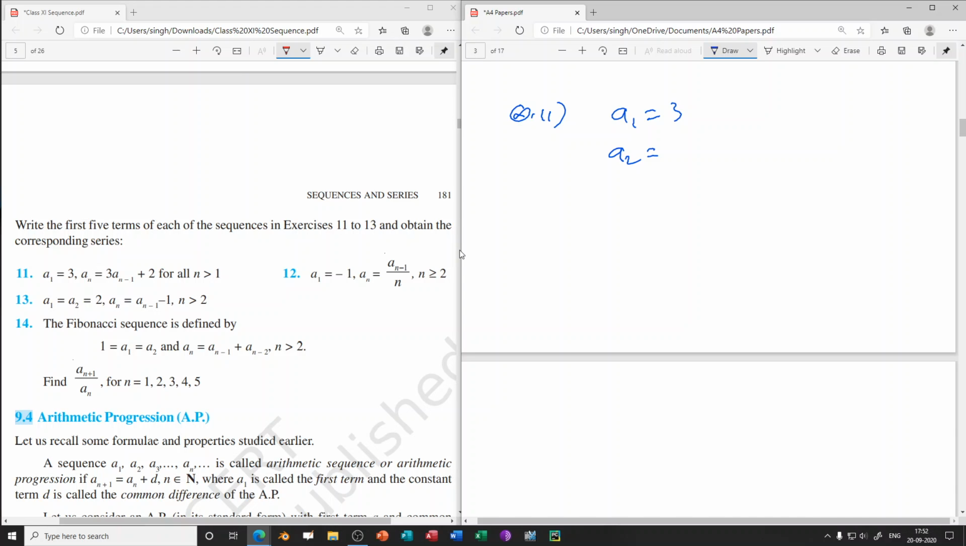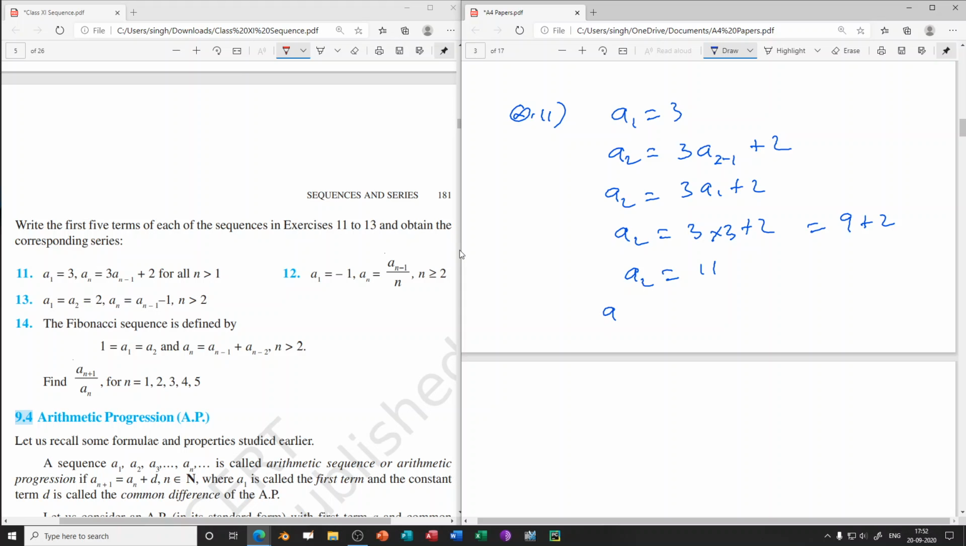So a2 equal to 3 into a, in place of n we put 2 here, 2 minus 1 plus 2. So this will give us a2 equal to 3 into a2 minus 1 is a1 plus 2. So a2 equal to 3 into, what is our a1? 3. So 3 into 3 plus 2, that is a2 equal to 9 plus 2, that is 11. So a2 will be 11.